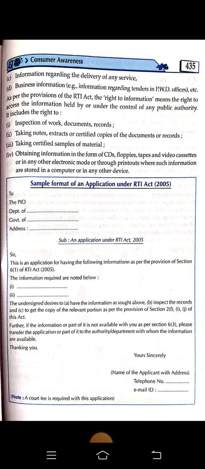And as per the provisions of the Right to Information Act, the right to information means the right to access the information held by or under the control of any public authority. It also includes inspection of work, documents, records, taking notes, extracts or certified copies of documents or records, taking certified samples of material, and obtaining information in the form of CDs, floppies, tapes, or any kind of records, or video cassettes, or any kind of electronic mode, or computer devices.